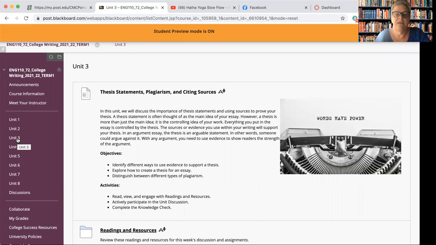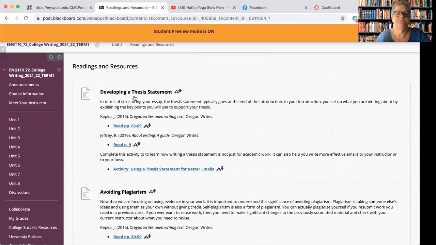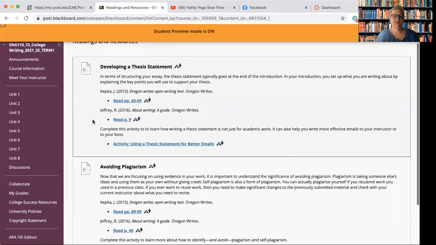So we're focusing on thesis statements, the difference between plagiarism being accidental and plagiarism being on purpose, and citing sources, because how we prevent accidental plagiarism is by properly citing our sources. So as usual, you're going to start with the readings and resources, and you've got a section on thesis statements, developing your thesis statement, making sure your thesis statement is clear, but also that it is the right size. It's a weird word for it, but the right size for the type of paper that you're working on. And so you've got some readings on that and an activity as well.